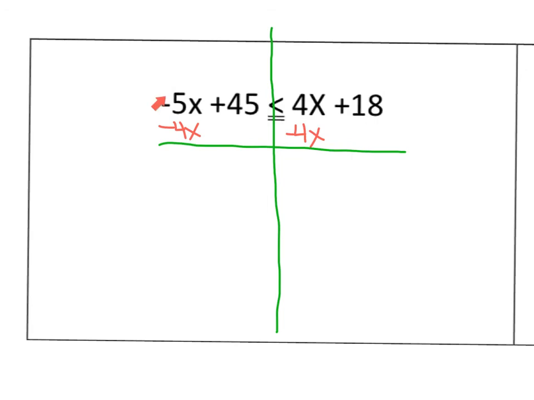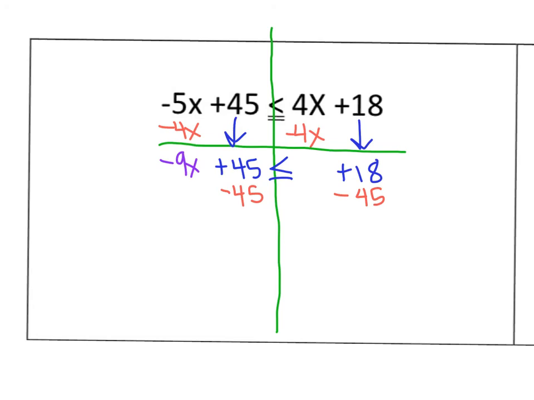When I look on this side, negative 5x minus 4x actually makes negative 9x. I can now go ahead and bring down my add 45. I can bring down the symbol of less than or equal to, and I can bring down positive 18. Now I have a variable and a constant. I need to get rid of this constant number. So the opposite of positive 45 or add 45 is negative 45. I need to put a negative 45 on this side as well.